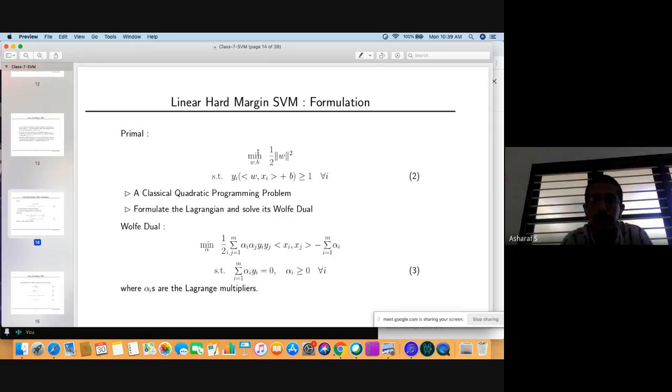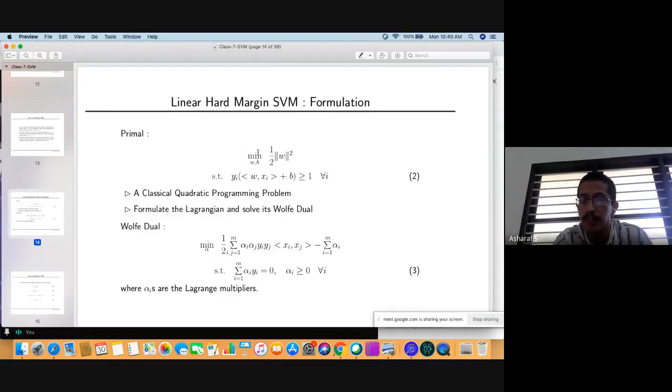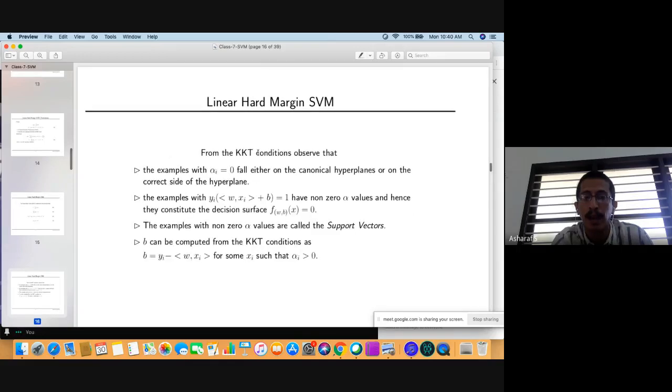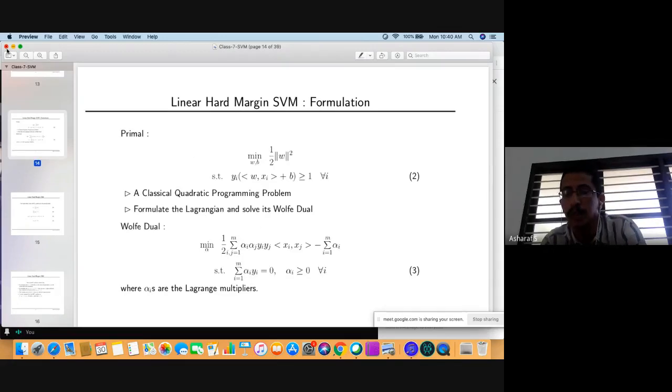You solve this problem by appropriately representing it in a Lagrangian dual form called the Wolfe dual. And in the case of convex quadratic problems, KKT conditions are essentially the necessary and sufficient conditions for the solution. All right. So from the KKT conditions, we can see this. Let's move on to looking at how you actually represent the primal problem in hand as a quadratic programming problem. All right.